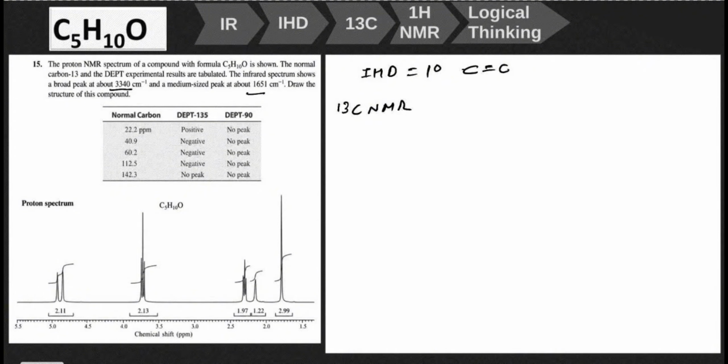Okay, now let's look at the 13C NMR. We can write the 13C NMR in a graphical form. So we have 1, 2, 3, 4, 5 signals. So all carbons are showing signals. It means the molecule does not have any symmetry.